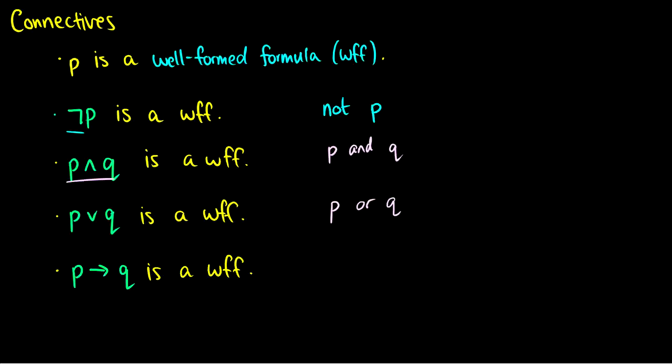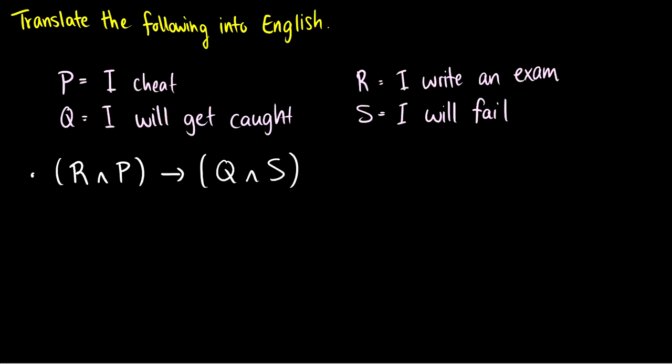And finally, the fifth one, P arrow Q, or rather if P then Q, is a WOOF. So if we have a proposition, we can do not P, we can do P and Q, we can do P or Q, and then we can also do if P then Q. When we get to the truth tables video, we'll learn about the truth conditions of each of these and how the truth output changes depending on the truth value of the propositions. But for now, I just want to focus on translating these into English.